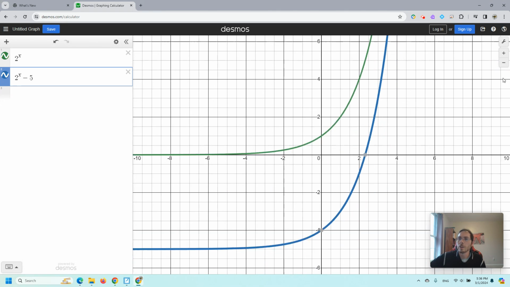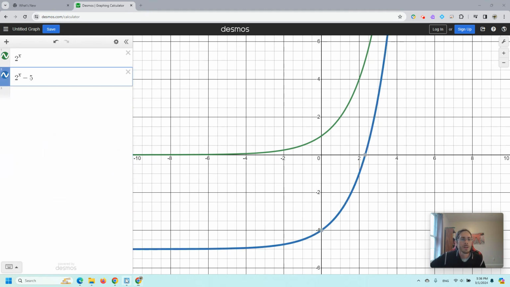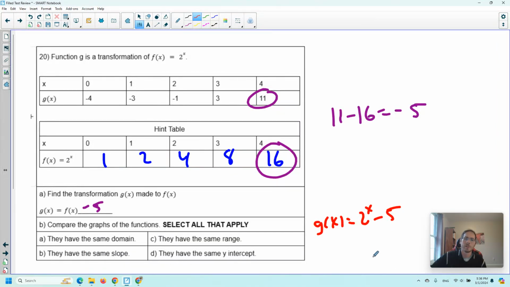All right, let's go back home. And so it looks pretty solid. If I want to double check my answer for part A, I'll make the table and see, all right, yeah, negative 4, negative 3, negative 1, 3, and 11. Okay, those are the ones that I should get. So it seems reasonable. So same domain. Well, all these exponentials have the same domain. They always have all real numbers.